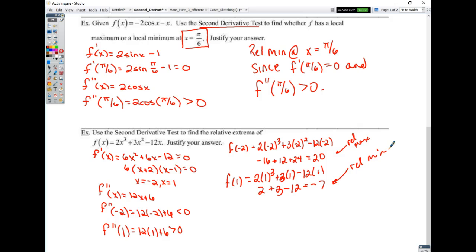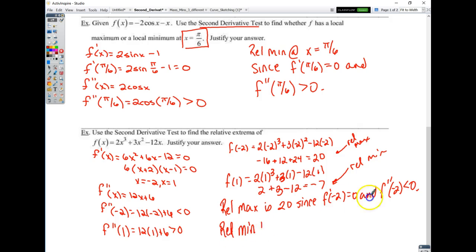Okay, how am I going to write my defense here? My justification. Let's say the relative max is 20 since f prime of negative 2 equals 0 and f double prime of negative 2 is negative. I'm going to say a relative min is negative 7 since f prime of 1 equals 0 and f double prime of 1 is positive.